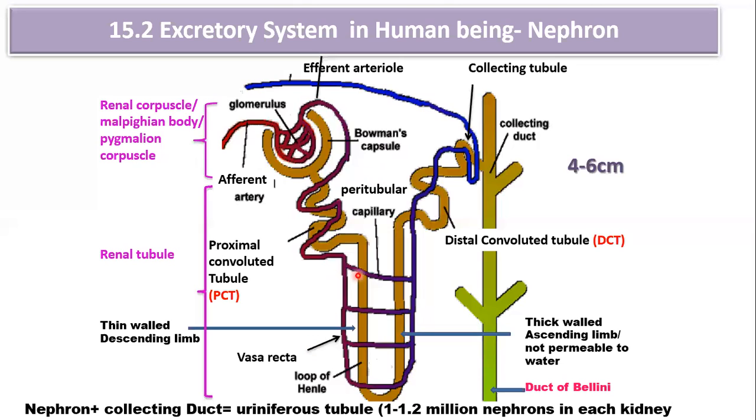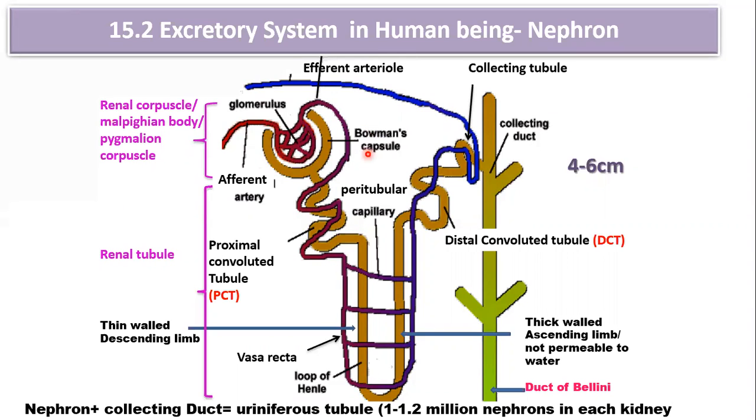So nephron plus collecting duct. Can you see this is a collecting duct? So the collecting duct as well as the nephron, together they are known as the uriniferous tubule. Why is it called the uriniferous tubule? Because it is concerned with the formation of urine.